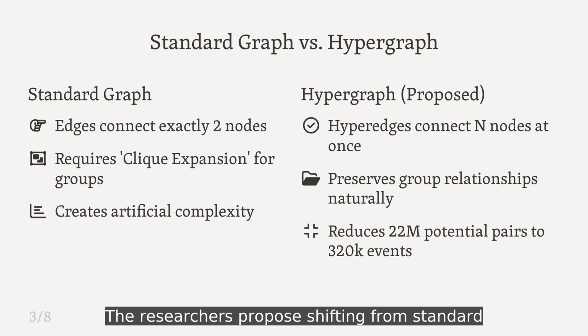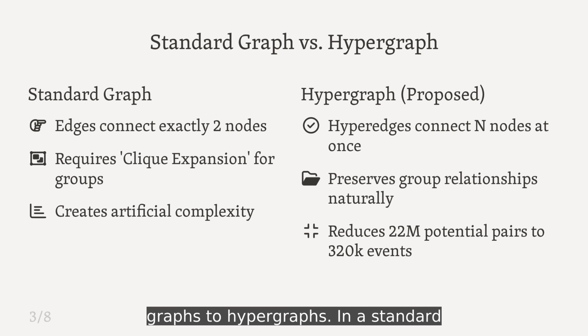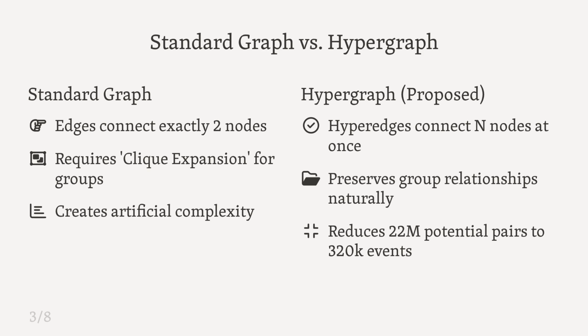The researchers propose shifting from standard graphs to hypergraphs. In a standard graph, an edge is strictly a bridge between 2 points. In a hypergraph, a single hyperedge can lasso any number of nodes together at once. Think of co-authors on a paper. Instead of drawing lines between every pair of authors, a hypergraph simply groups all 3 in one container. This approach reduced over 22 million interactions down to just 320,000 meaningful events.